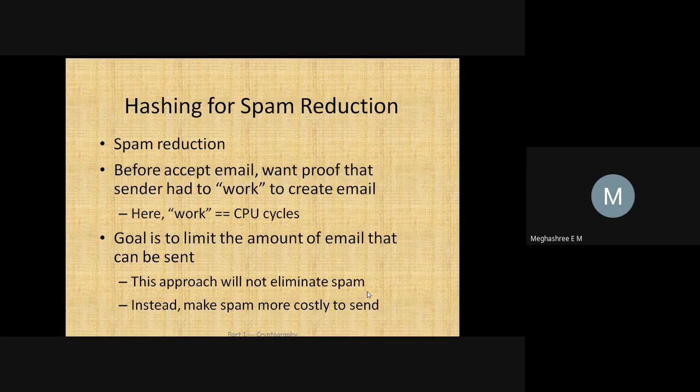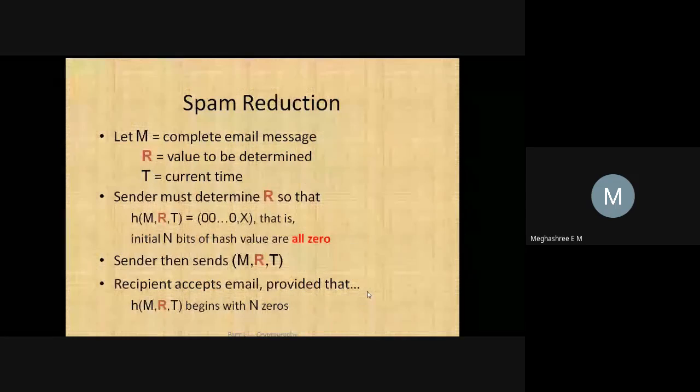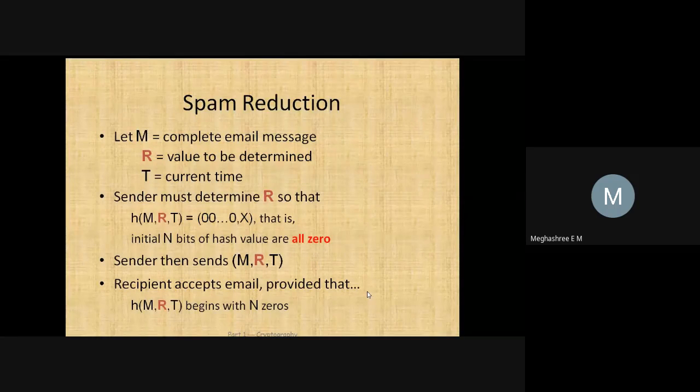Now what can be done to reduce the spam that we are receiving? There is a method where the hash function is used. Let's consider this. Let M be the email message that wants to be sent. And there is the letter T also here, which you treat as the current time. I mean, I'm sending a mail, so a timestamp is given to that mail. That is represented with the letter T, and this stands for current time.